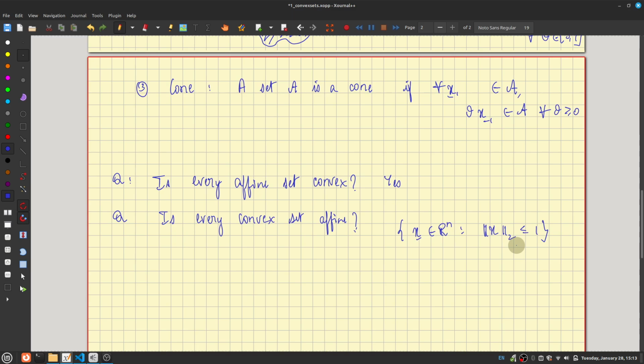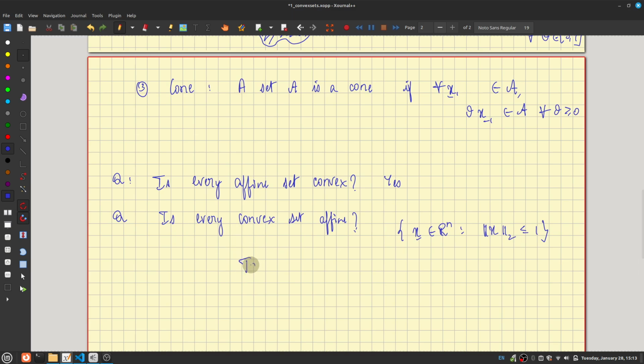Extension of this unit radius to n dimensions, so every point will be within the ball. Again, it's not a proof, right? So I just do theta times x plus 1 minus theta times another point, and since these two are less than 1, you basically use the triangle inequality, right?